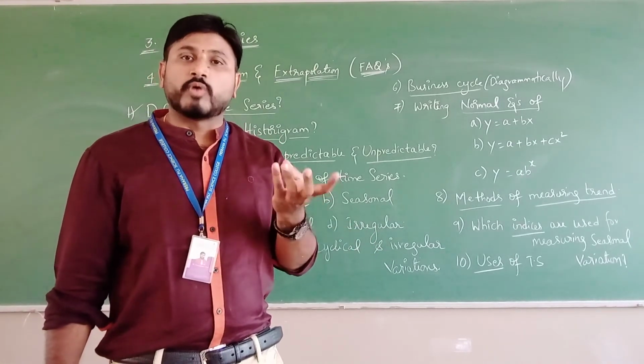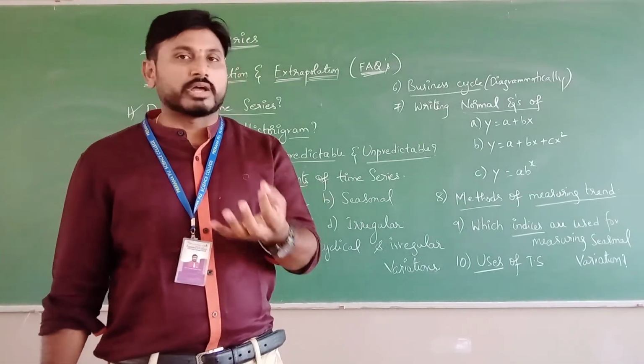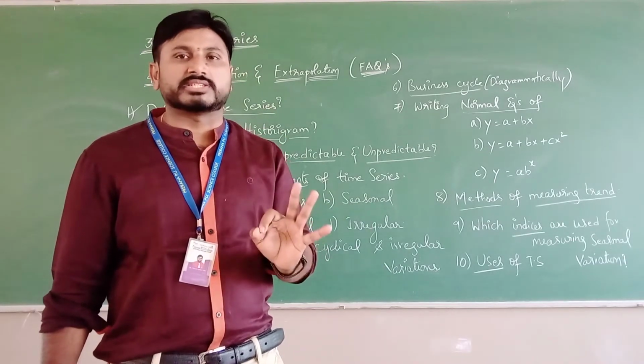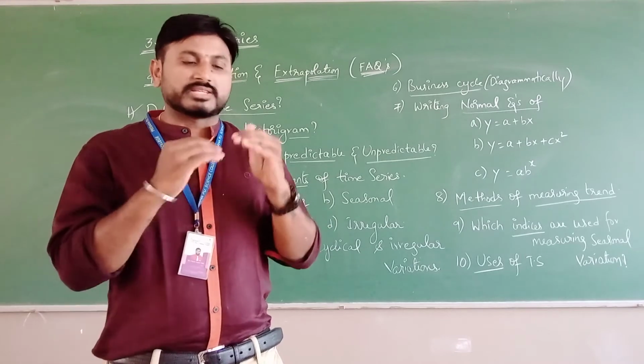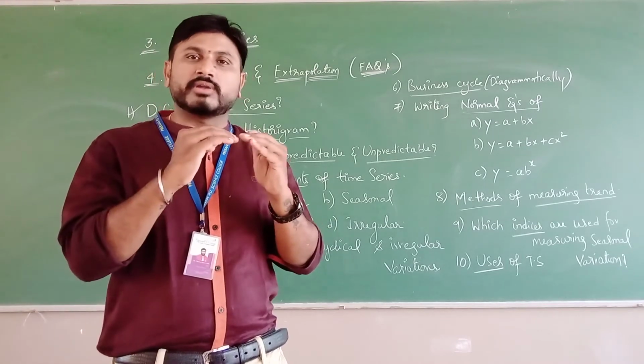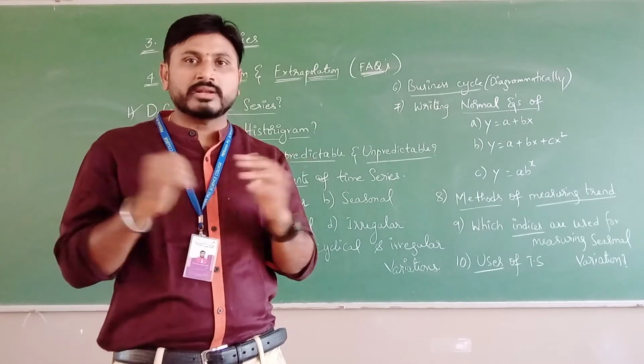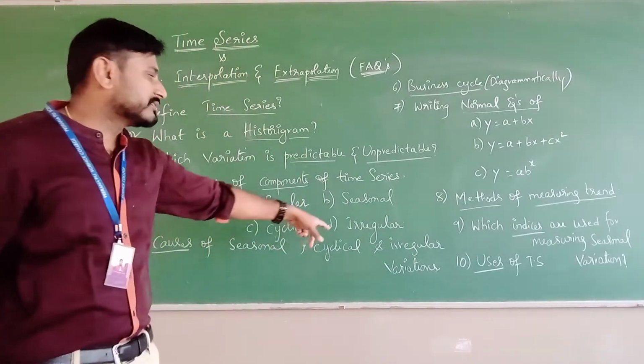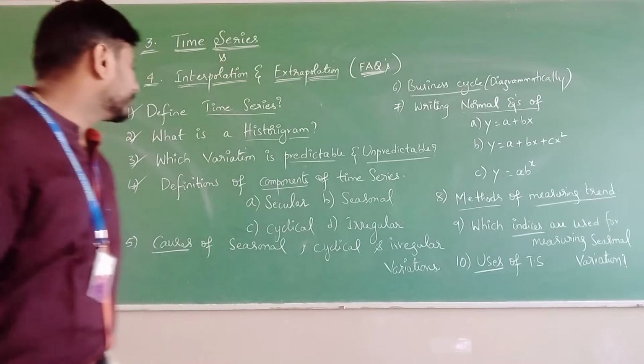For example, war, droughts, floods, now corona, pandemic. So all these are called sudden and unexpected variations. During these variations, suddenly the death rates or anything will go higher than the regular one or lower than the regular one. Clear? So that is the irregular variation.